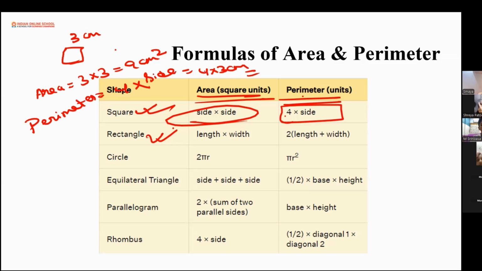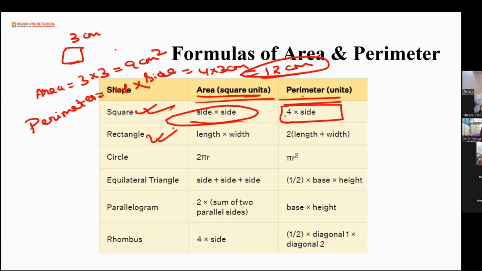Because a square is a four-sided figure, that is why 4. Okay? Everything has got a logic. It's not randomly 4 taken. Because a square is a four-sided figure, that is why 4 times the side. 4 times 3, that makes it 12 centimeter. Understood? So that's the formula for square. Area is side into side and perimeter is 4 times side, or you can simply add also. Am I clear, everyone? Good.